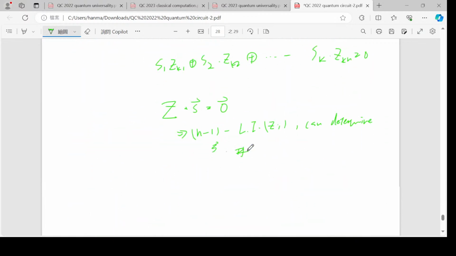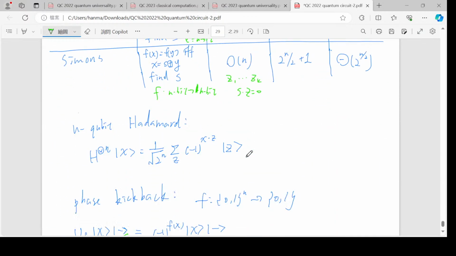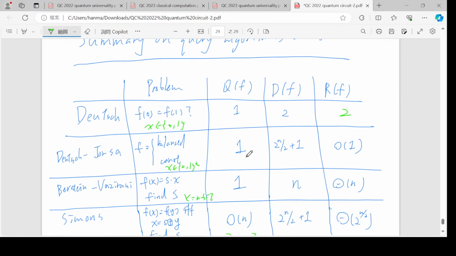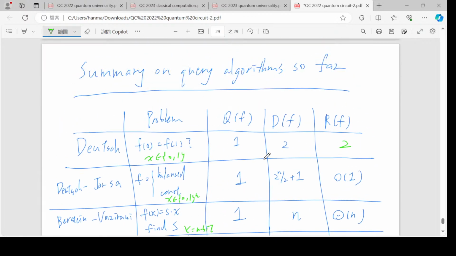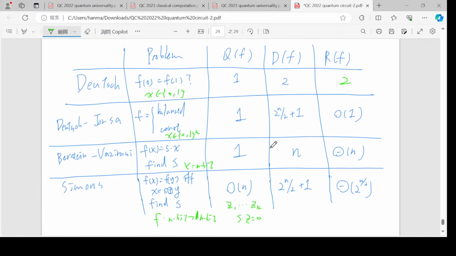Finally, we have the summary of all the query algorithms so far. We have seen 4 algorithms: Deutsch-Jozsa, Bernstein-Vazirani, and Simon's.